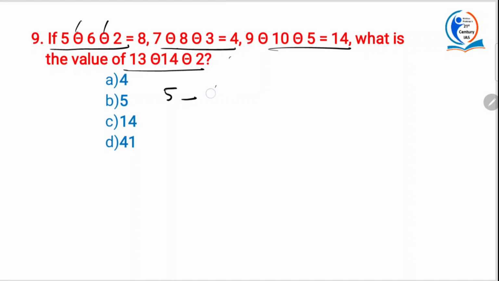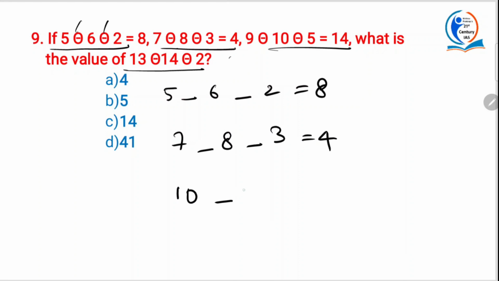So we'll put blank here. Okay, 6 blank 2 is equal to 8 and 7 blank 8 sum operation 3 is equal to 4, 10 sum blank... 9 blank 10 blank 5 is equal to 14. These are the things that we have.